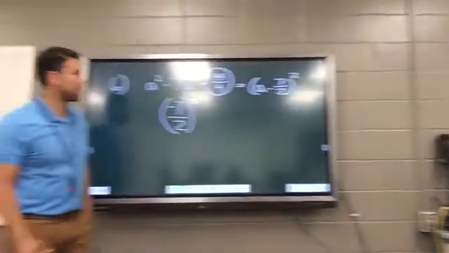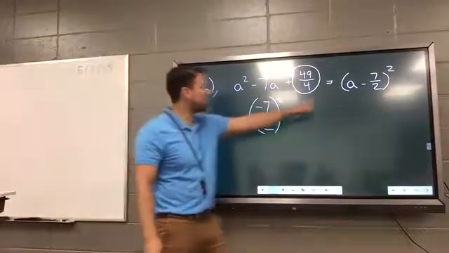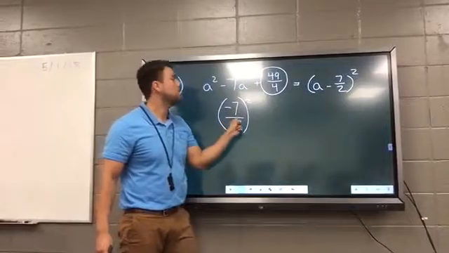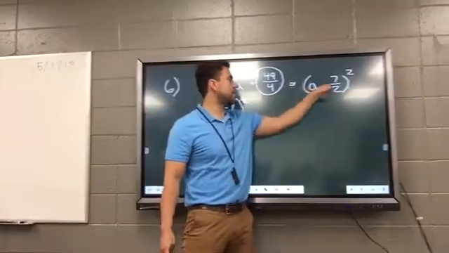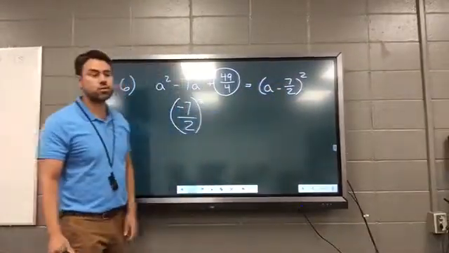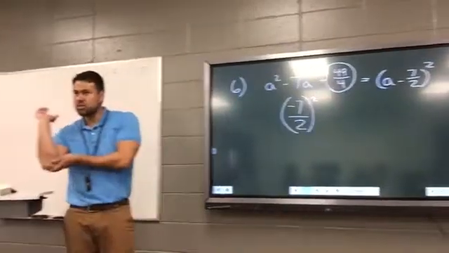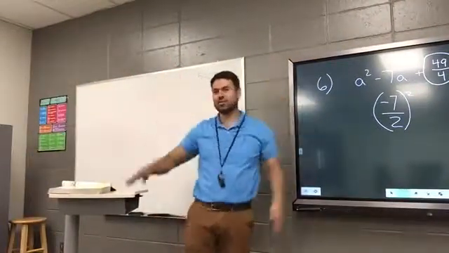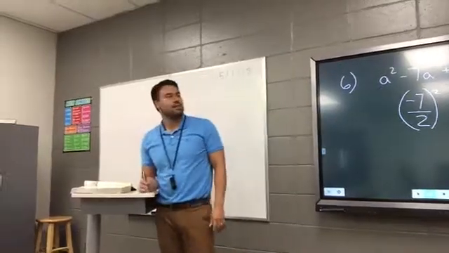Yep, a minus 7/2 squared. That's it. How do you get, what's the square root of that? 7/2. Negative 7/2, and that's it. That's your binomial squared. Do you guys see the relationships there? They're not just random, like, hey, let's throw out some numbers and hope you get it.